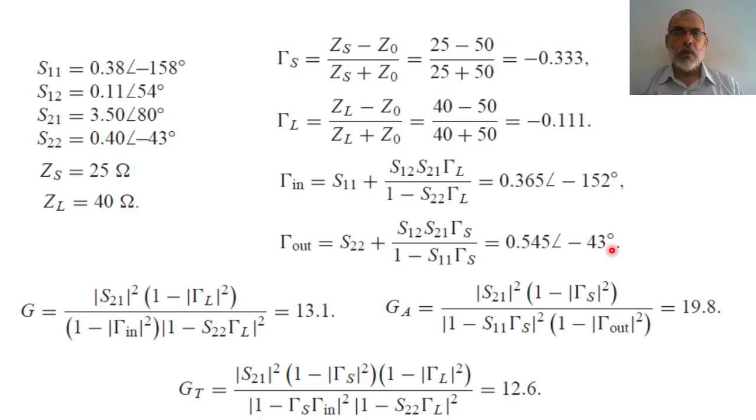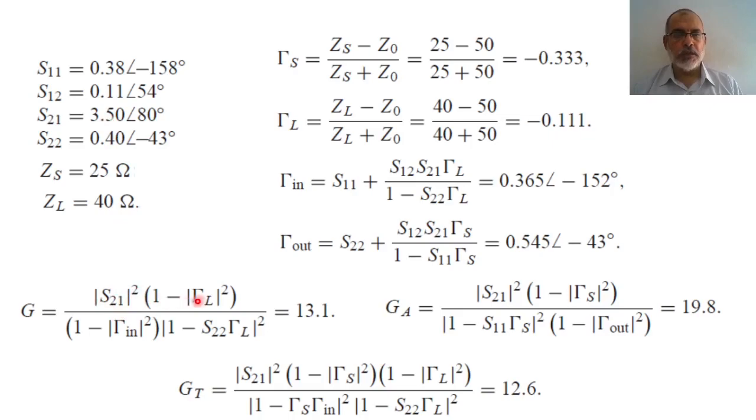Now, we have prepared everything. So, we can calculate the value of the power gain, the available gain, and the transducer gain. From the previous two videos, we said that the power gain is S21 squared multiplied by 1 minus gamma root squared over 1 minus gamma in squared, multiplied by 1 minus S22 gamma root squared.